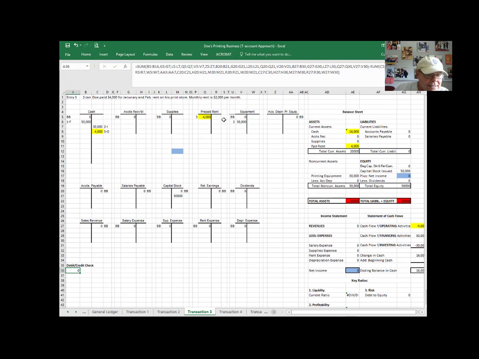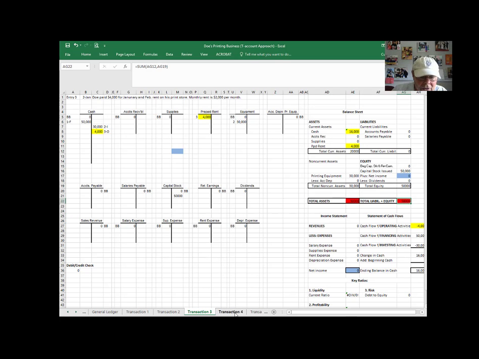Notice we still balance. If he had entered 400 here rather than 4,000, we would be off $3,600. We don't want to do that. Let's fix it as we go on a real-time basis. And notice if we had entered 400 here, our balance sheet would no longer balance. So if we put 4,000 here, everything is in balance.